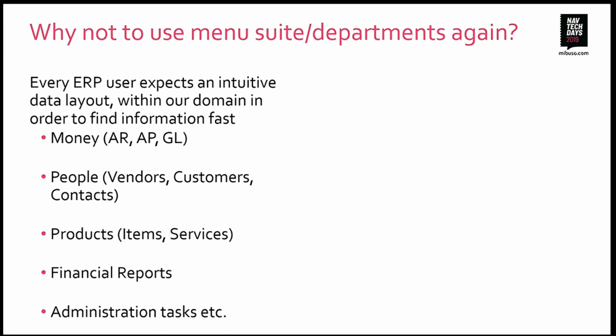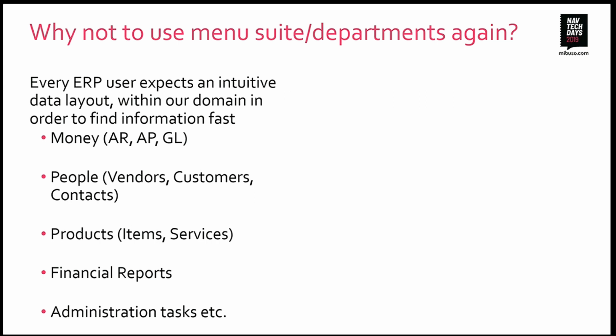If you step back from how NAV works, just step back from your experience, and think about any ERP system in the market. As a user, when I log onto the system, I have some basic expectation about data grouping. I probably expect to see data around money: accounts receivable, accounts payable, banking. I probably want to see something about people: vendors, customers. I want to look for reports. Where are my financial reports? Where are my administrative tasks, and so on and so forth.